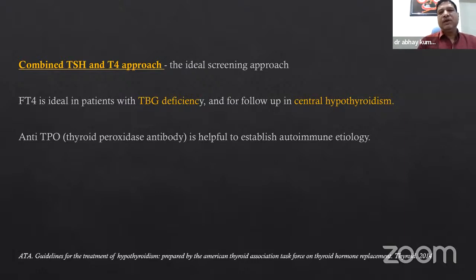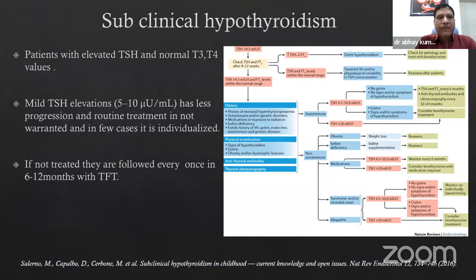Again, anti-TPO antibody is another important factor which plays a critical role and allows us to think about an autoimmune etiology of this disease. Again, if someone has subclinical hypothyroidism, a patient with elevated TSH and normal T3, T4 values, in that case a mild elevation between 5 to 10 has less chance of progression and routine treatment is sometimes not warranted.